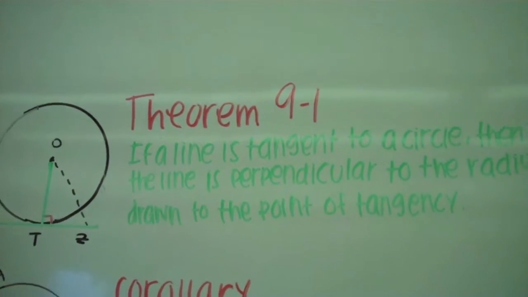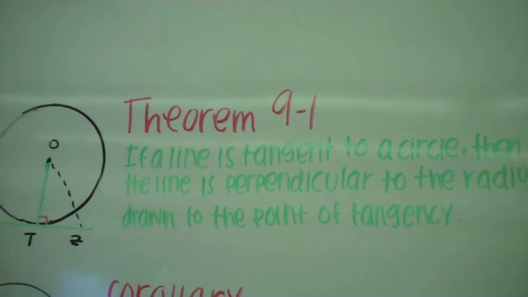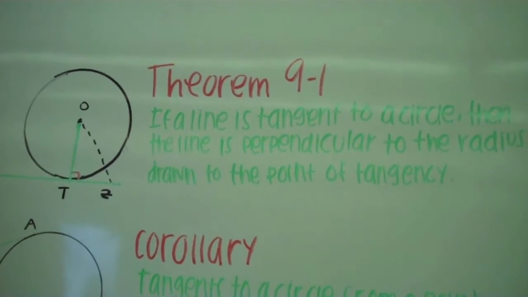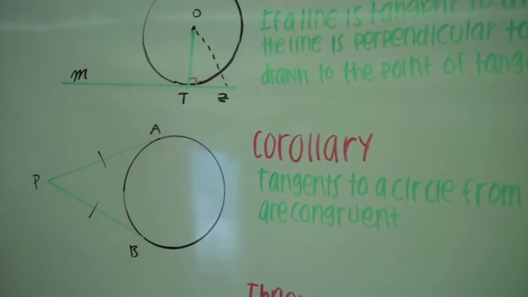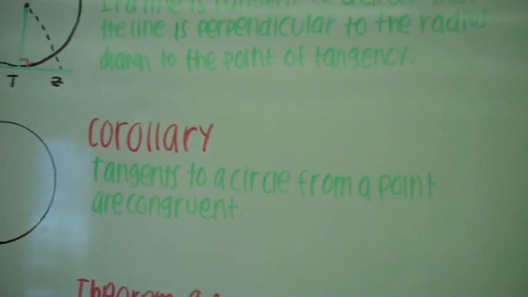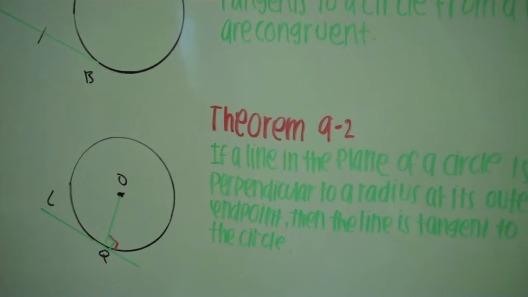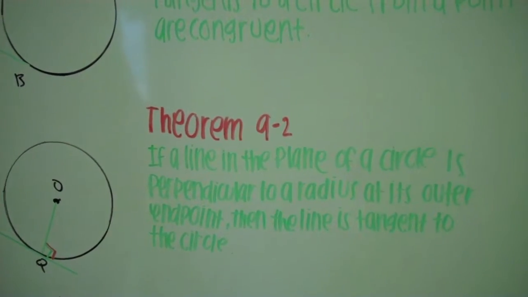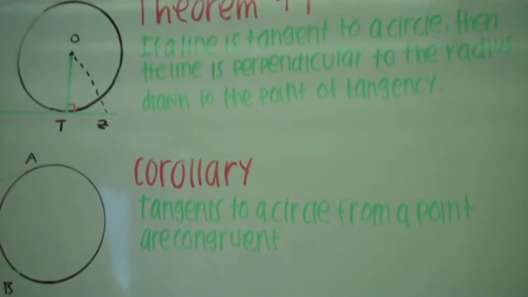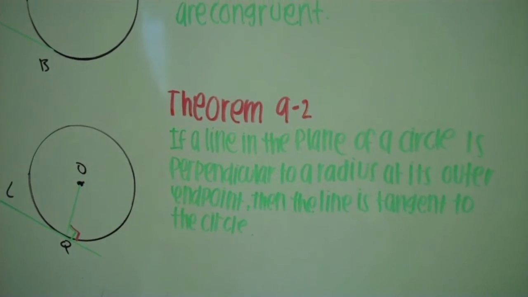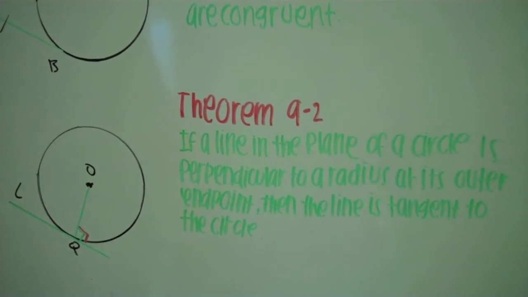Theorem 9.1. If a line is tangent to a circle, then the line is perpendicular to the radius drawn to the point of tangency. Corollary. Tangents to a circle from a point are congruent. Theorem 9.2 is the converse of Theorem 9.1. It states that if a line in the plane of a circle is perpendicular to a radius at its outer endpoint, then the line is tangent to the circle.